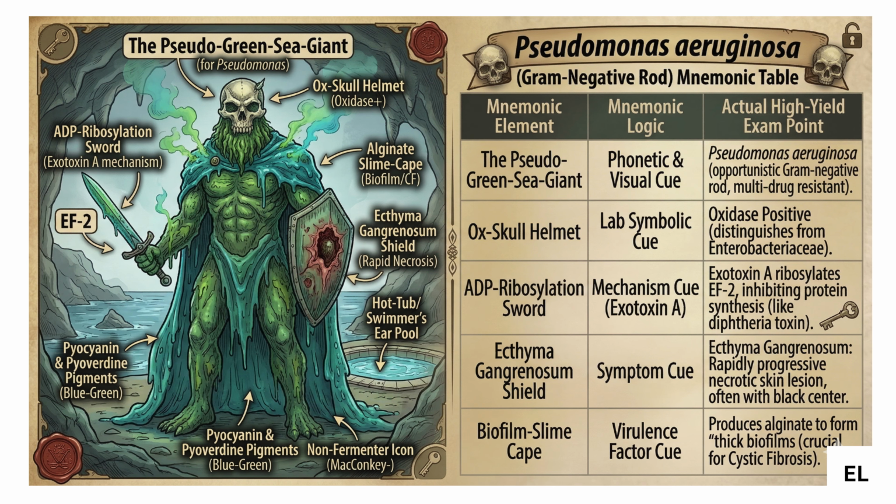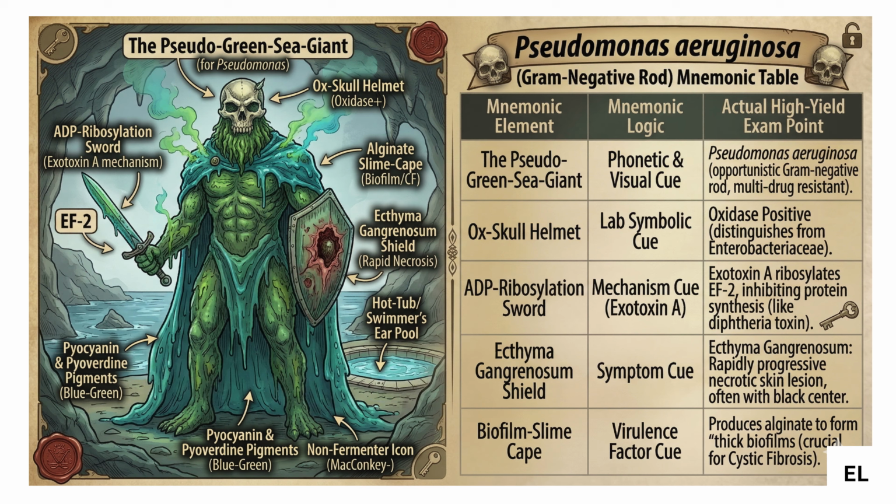Let's begin. Imagine standing near a dark coastal cave. From the sea emerges a terrifying figure known as the pseudo-green sea giant. This giant represents Pseudomonas aeruginosa. The name itself is a phonetic clue: pseudo to Pseudomonas, green sea to green pigment production. So immediately, this character tells us the organism we are dealing with.